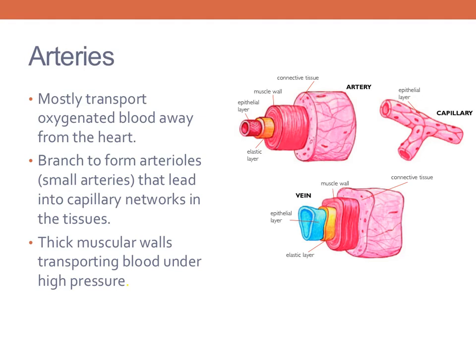So let's look at arteries more closely. They mostly transport oxygenated blood away from the heart, other than the pulmonary arteries. They branch to form arterioles that lead into capillary networks in the tissues, and they have thick muscular walls transporting blood under high pressure.